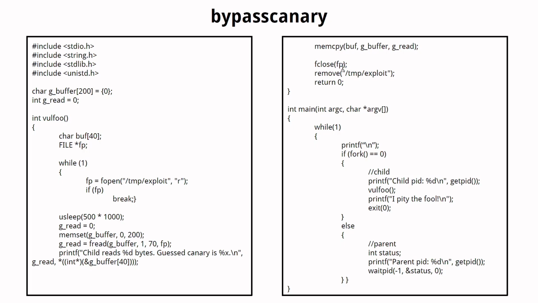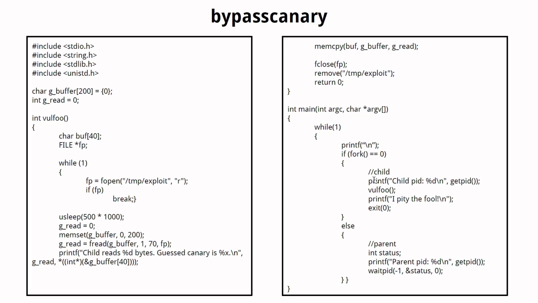After that, it closes the file and removes it. Okay. So you need to write a program that writes your exploits to this file. The child process will read this file and see if it crashes. If not, it will delete the file and return, and print the PID of foo. Then the parent will create a new child process.